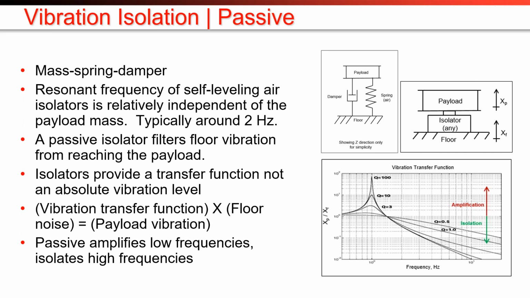Now, we're talking in simple terms here. We're just depicting this as a single degree of freedom problem, just showing this in the z-axis. But of course, vibration is 6 degrees of freedom. It's all 3 axes, X, Y, and Z, and it's pitch, roll, and yaw, the combination of those axes. So we're going to talk about the simple case of 1 degree of freedom, but of course, this is a 6 degree of freedom problem.